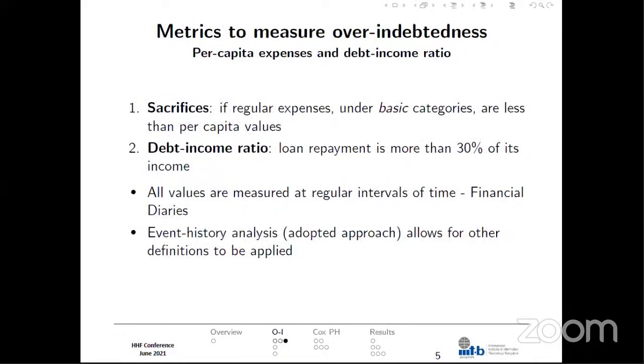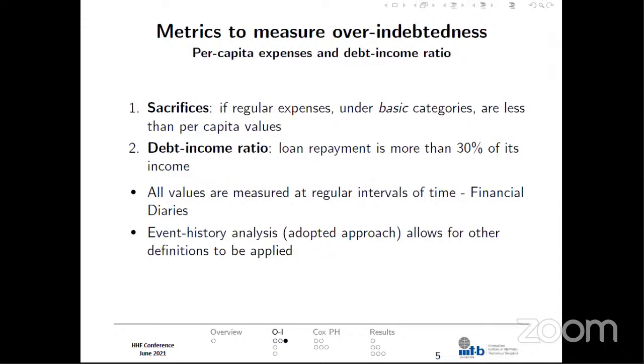So now, given that we are using this concept of sacrifice, how do we actually define over-indebtedness? We say that if the regular expenses in a particular month for the basic categories, and I'll tell you what these basic categories are, if the amount of expense that a household makes in these basic categories is less than what is suggested per capita for the particular region in which the household is located, then we say that this household has actually made a sacrifice in that particular month, for various reasons.